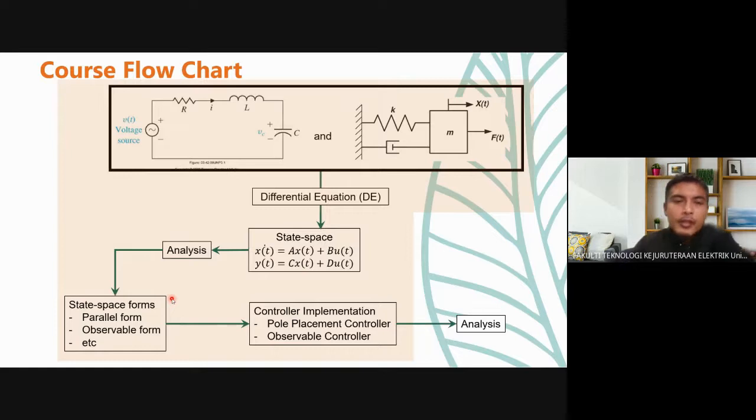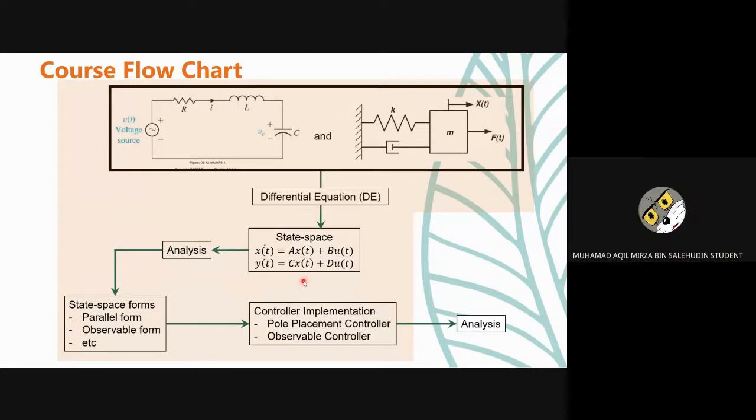Okay. And then after that, today I will focus on implementing the pole placement controller on the system, and in the other video, I will upload the video about how to implement the observable controller on the system. Okay, so far can you follow our progress for this course? Yes, Doctor. Okay, Doctor. Yes, Doctor.